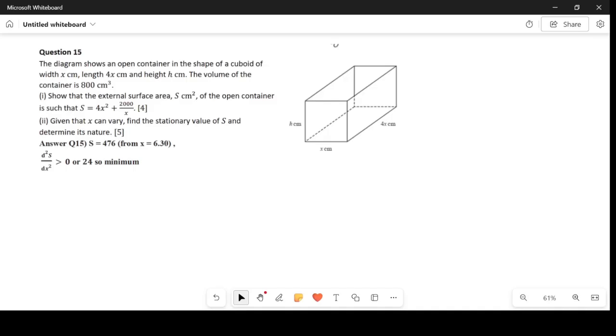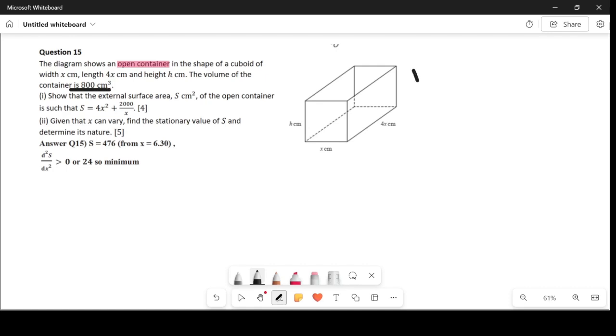So this question says that the diagram shows an open container in the shape of a cuboid of width x centimeter, length 4x centimeter, and height 8 centimeter. Okay, notice that it says open container. So this is an important information. We'll come back to it in a bit. The volume of the container is 800 centimeter cube.